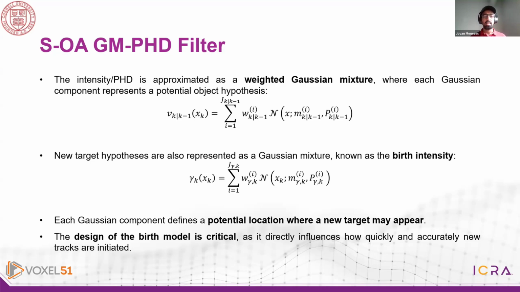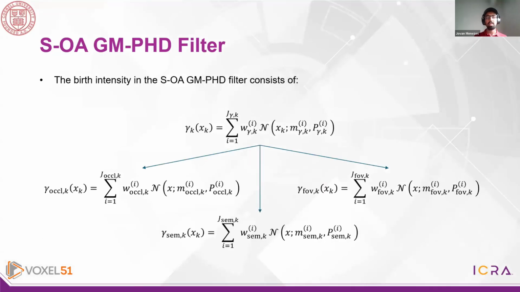So intuitively, what this means is each component defines a potential location or state where a new target may appear in the sensor field of view or into the scene. And the design of the birth model is critical because this is where we actually start tracking objects, and we want to reduce the delay between receiving a measurement and actually starting to track a target in applications such as autonomous driving. You don't want too much of a delay between receiving a measurement and actually starting to track an object. And the birth model essentially influences the entire PHD filter pipeline.